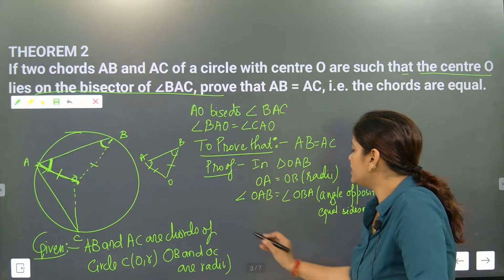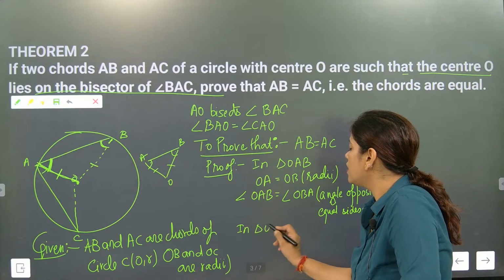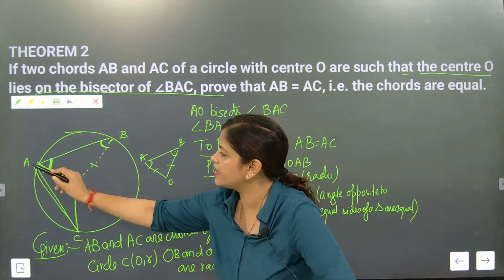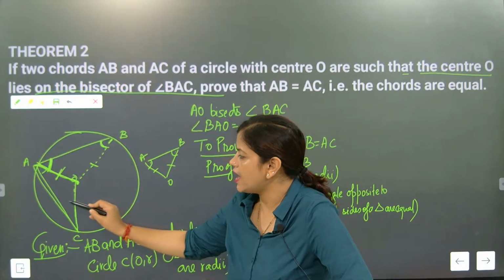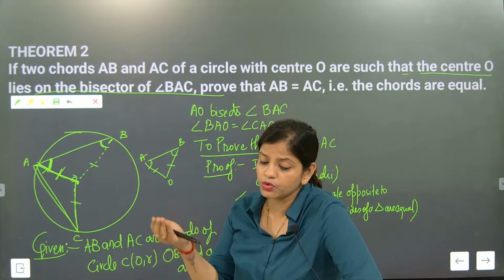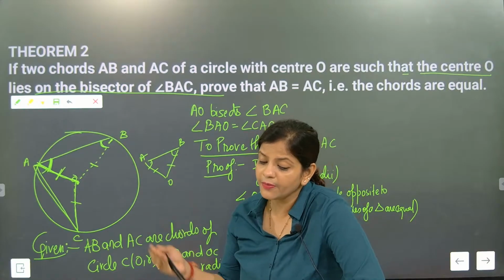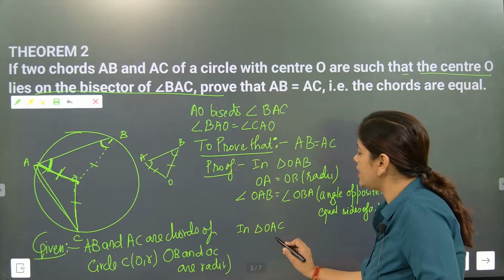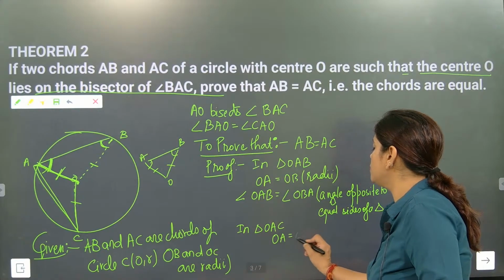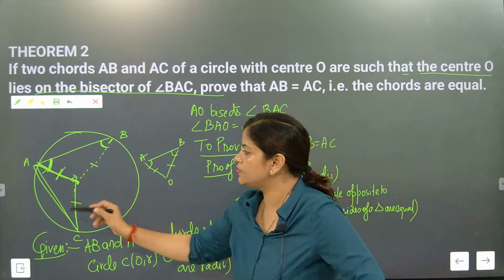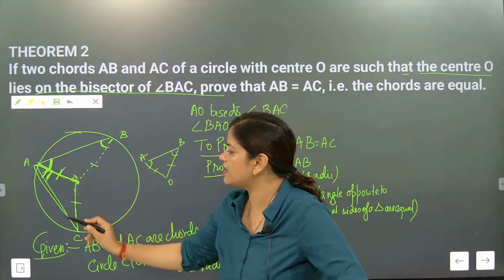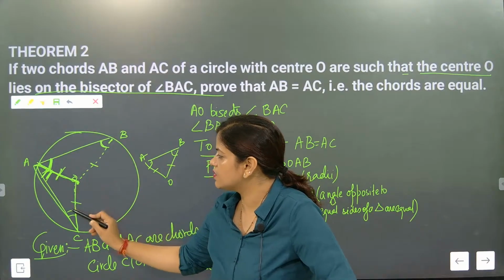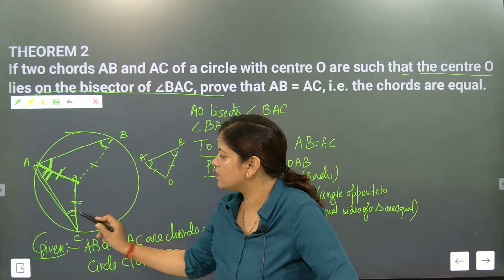Again, beta, we will take triangle OAC. Now, which triangle have we taken this time? Here also, beta, OA and OC are both radii. So again we will write OA is equal to OC. If OA is equal to OC, that means this time this angle will be equal to this angle. Why? Because if this side is equal to this side, then this angle is equal to this angle.